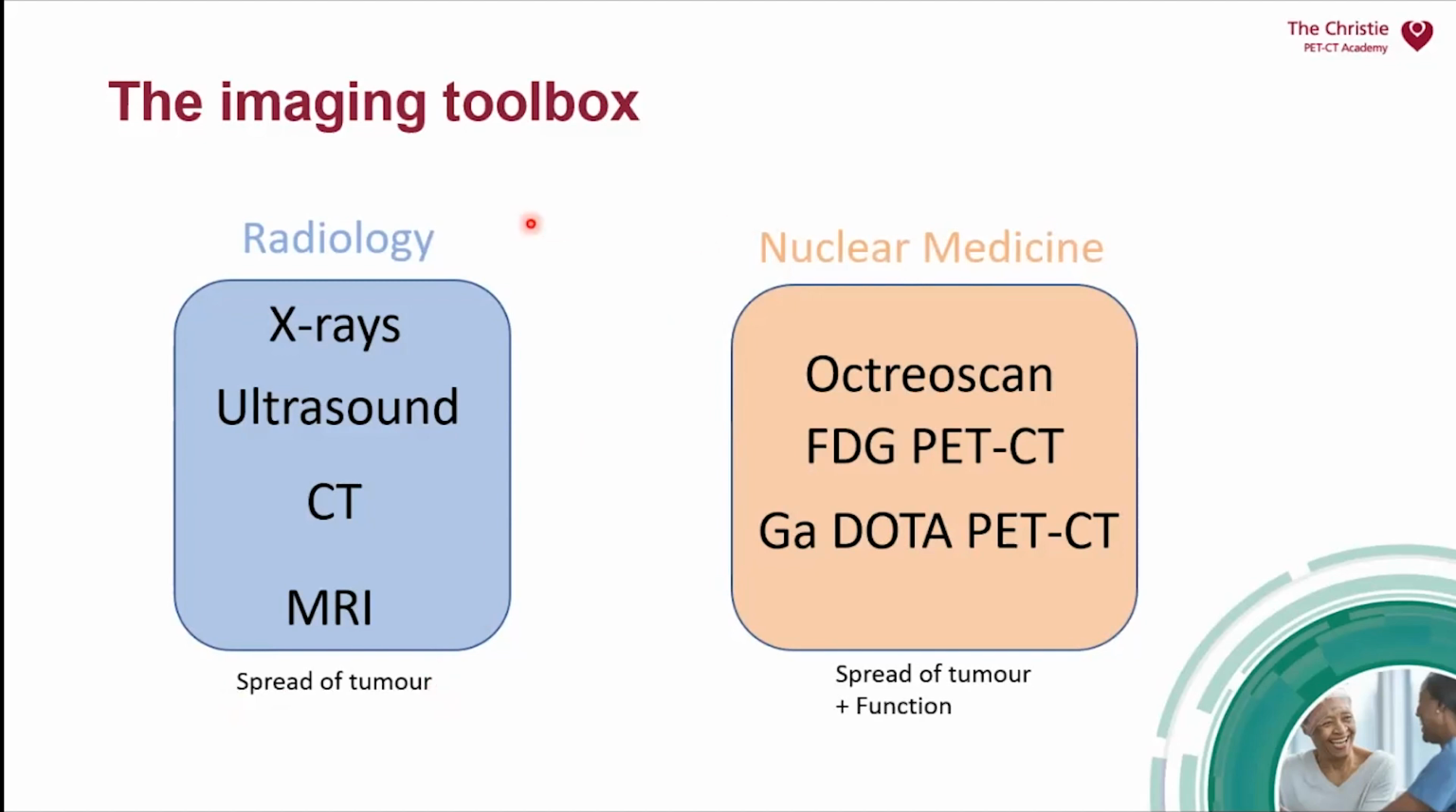Nuclear medicine investigations are different from radiology in that they might also involve some of the same technology, but in addition to that, they involve injecting radioactive substances into the body. The ones that are commonly used in neuroendocrine tumors are octreotide scans, which some people may have come across, but then also PET-CT scans, which are much more ubiquitous nowadays. There are 2 different types, which we'll go into in a second, but these don't just look at the spread of the tumour, they also look at the function of tumours as well.